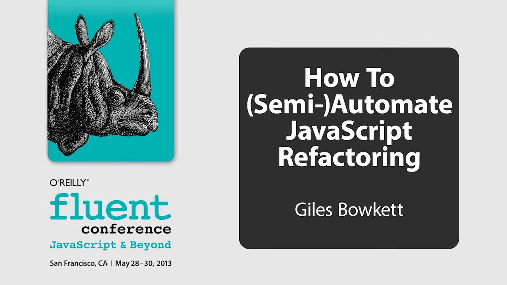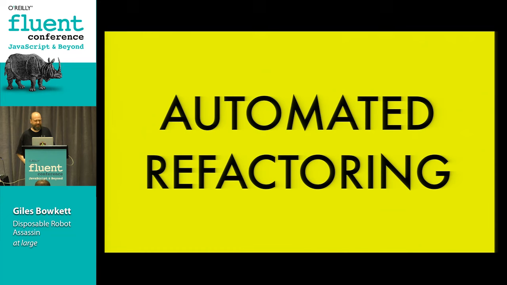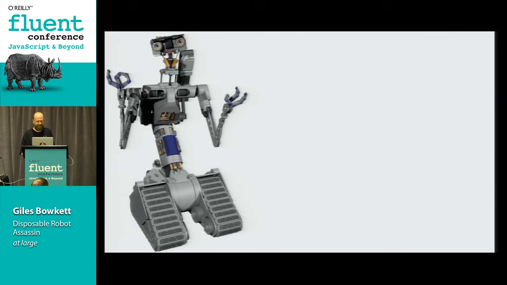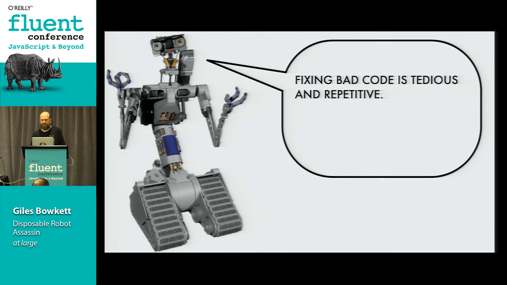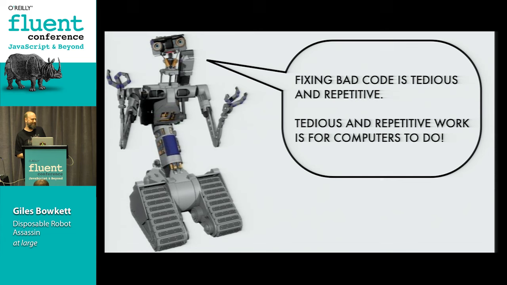I'm going to talk to you about automated refactoring. So I have a robot. This is a robot on the screen. And the robot says, fixing bad code is tedious and repetitive. Tedious and repetitive work is for computers to do. Therefore, if there's bad code to fix, surely the computers should be the ones fixing it.